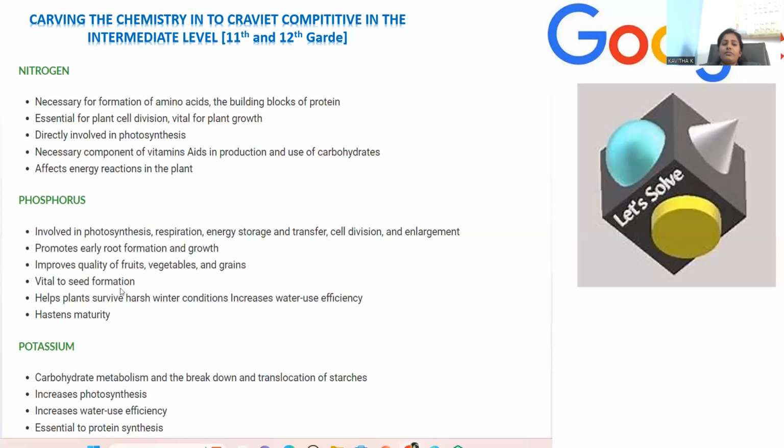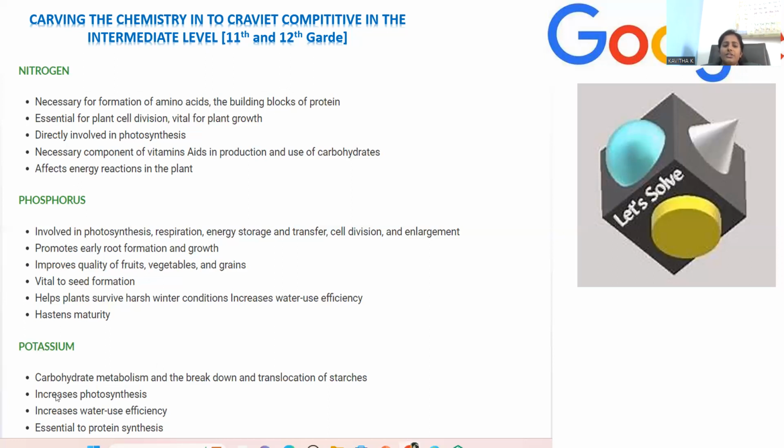It is vital to seed formation, right? Seeds are very essential to germinate, to grow the crops, and to continue the cropping process. So seed formation is mainly influenced by phosphorus. It helps the plants survive harsh winter conditions. Whenever harsh, abnormal conditions are present, phosphorus plays a vital role in overcoming those critical conditions. It hastens maturity, so plant growth can be affected by phosphorus.